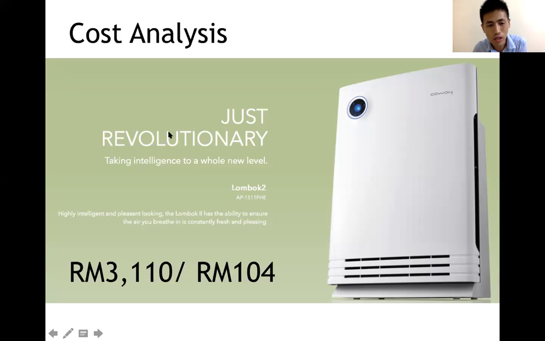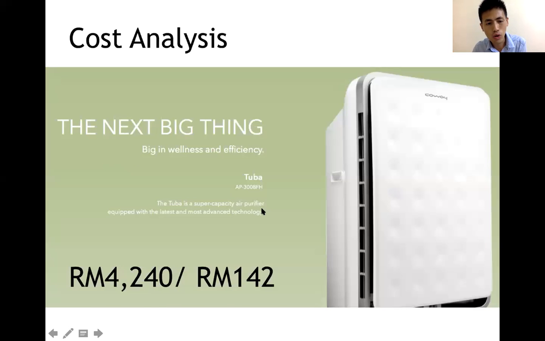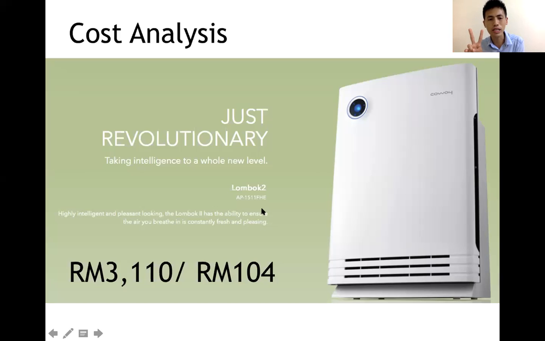So let's look at the two major competitors in the market, which are Coway and Kuku. They are very successful because they have roadshows in every shopping mall that we go to. And they are very successful in doing corporate sales. So let's study them. Coway has 4 or 5 models.